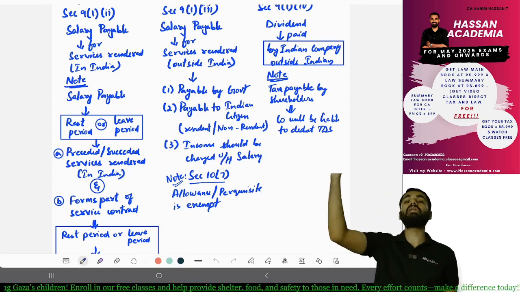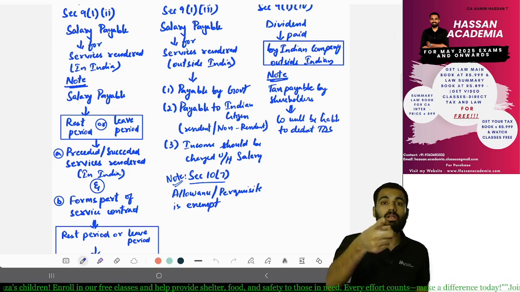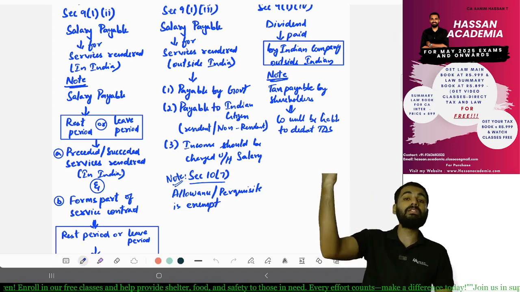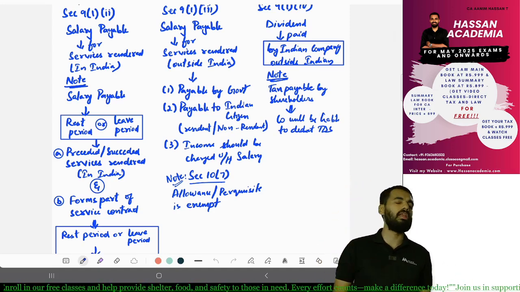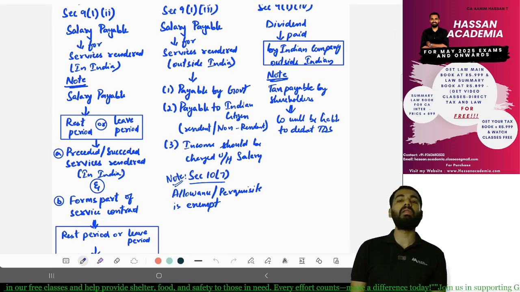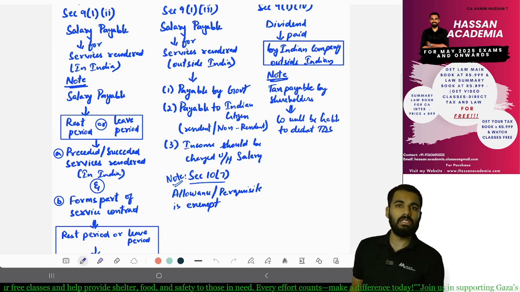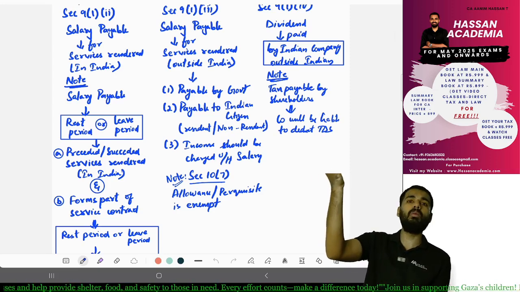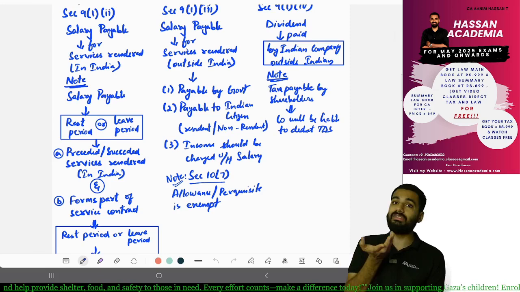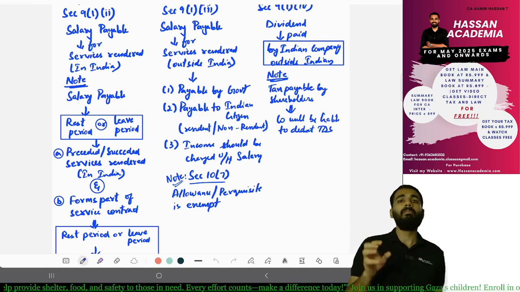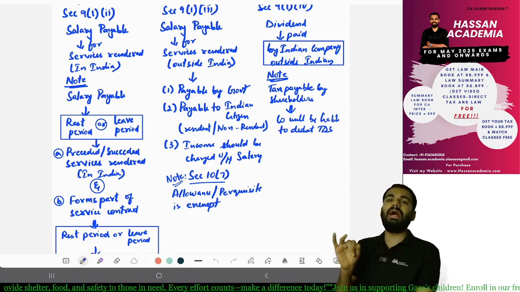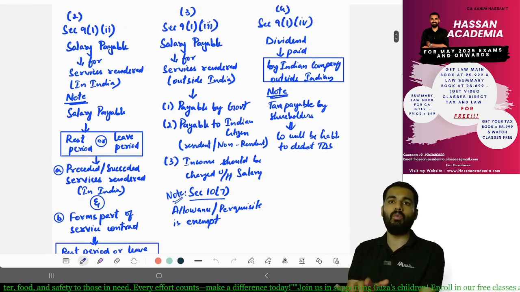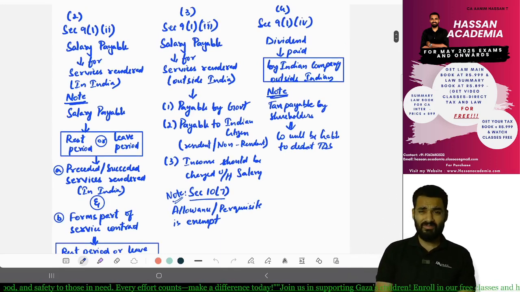Next, let's say the service is rendered outside India. Will it get included in the total income? No. But if the government is paying the salary and the person who is receiving is an Indian citizen, then yes. So how, sir? Example, Indian embassy. In the Indian embassy, only Indian citizens will be there, and the Indian government will pay, or RAW agents. Yes. So these are the situations. But perquisites or any allowance as per section 10 clause 7 will be exempt. It won't get included.